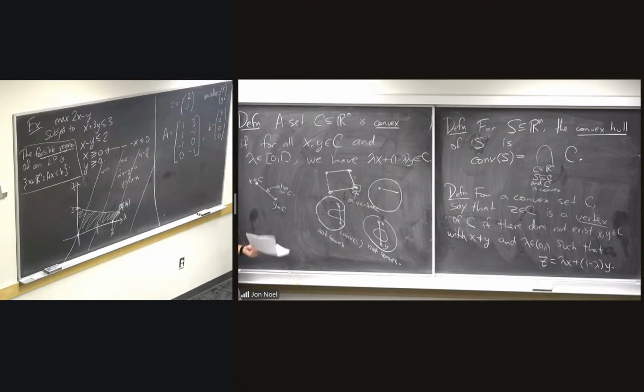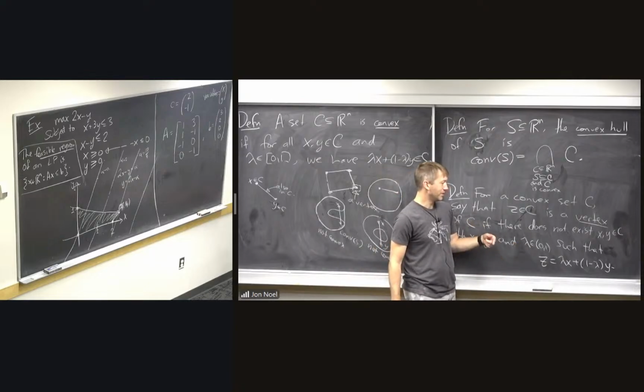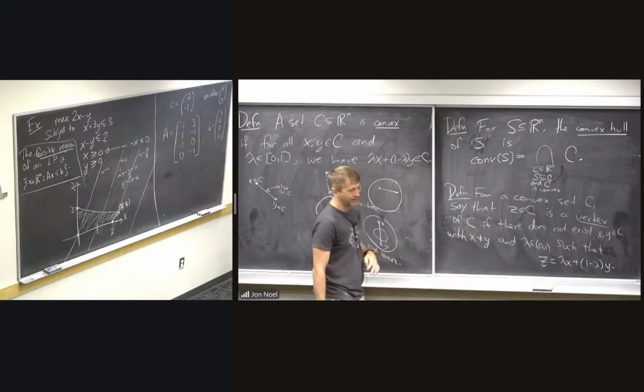Yep, you could also, yeah. So this lambda is doing that, but you could also make this a closed interval and just say that z is also not equal to x or y. Yeah, different ways of saying it.